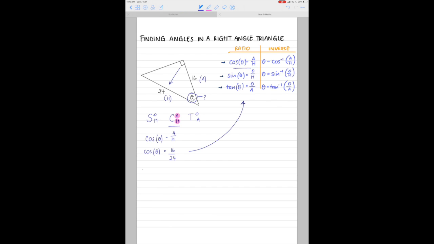What I'm going to do is say theta equals the inverse of cos, bracket, 16 over 24, close bracket, and if I put this into my calculator, what I'm going to get is theta equals 48.19. But remember, the question asks us to find the angle. So your answer is not complete until you say that it's 48.19 degrees.